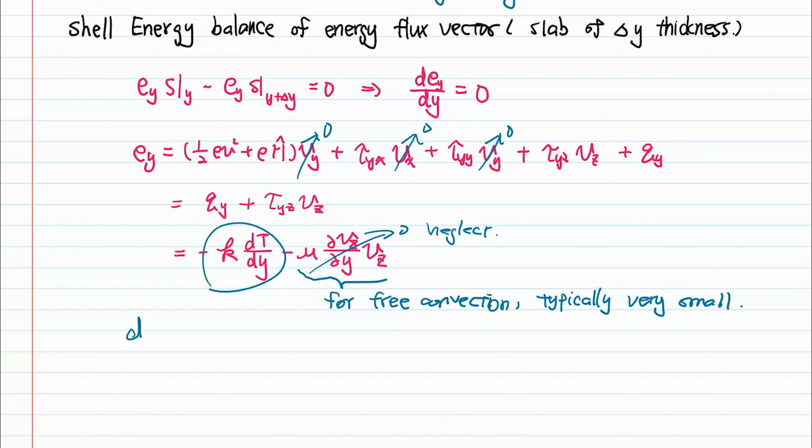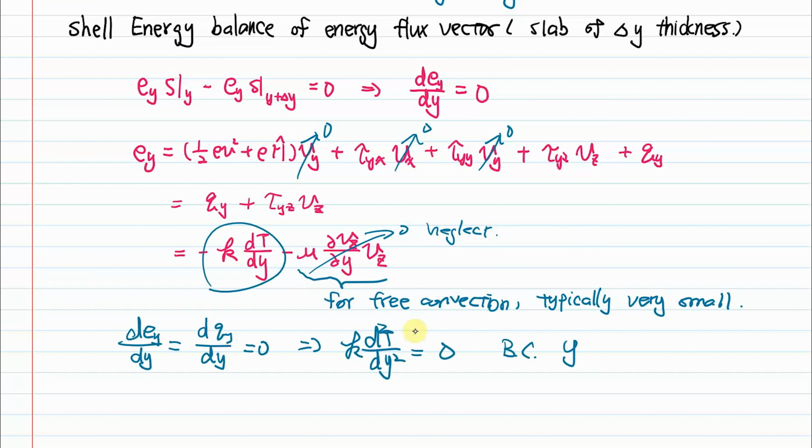So you have dQy/dy equals 0. So you get K dT/dy equals a constant. And then you have boundary conditions: at y equals negative b, T equals T2; at y equals b, T equals T1. So finally you get a linear profile actually.